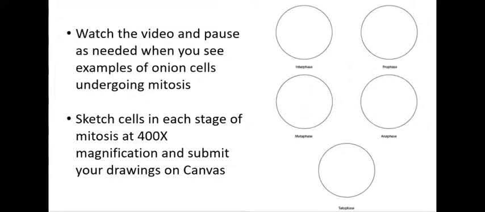So we'll take a look at our onion cells that are undergoing mitosis, and as you go through the video, you can just pause as needed when you see those examples. I'm asking people to sketch some of those cells in a variety of circles like this, and then submit your drawings on Canvas.